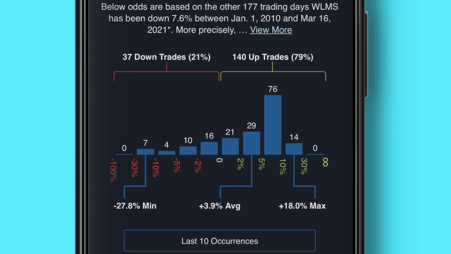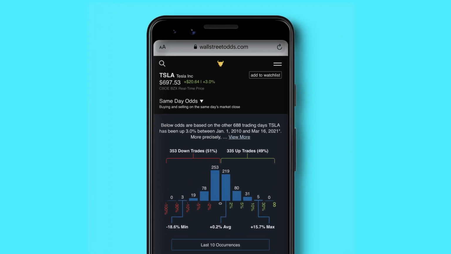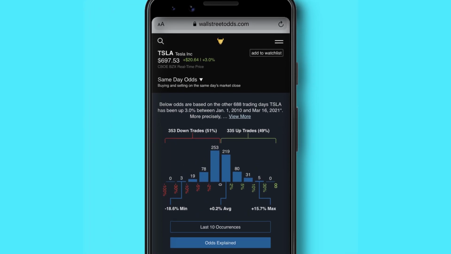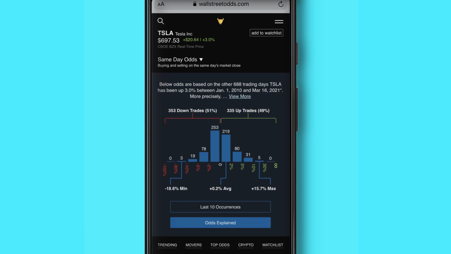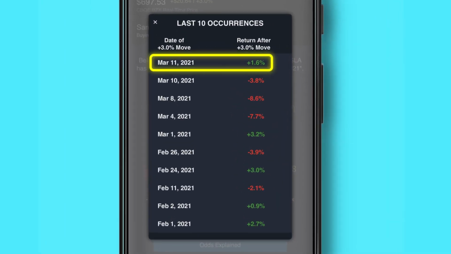Finally, going back to Tesla, say out of the 668 past occurrences where Tesla has been up 3% at some point, you want to see what happened in just the last 10 of those occurrences, you can click here. So on the most recent occurrence, which is on March 11th, 2021, you would have made a positive 1.6% return if you had bought the stock at the point it was up exactly 3% and held until the same day's market close.